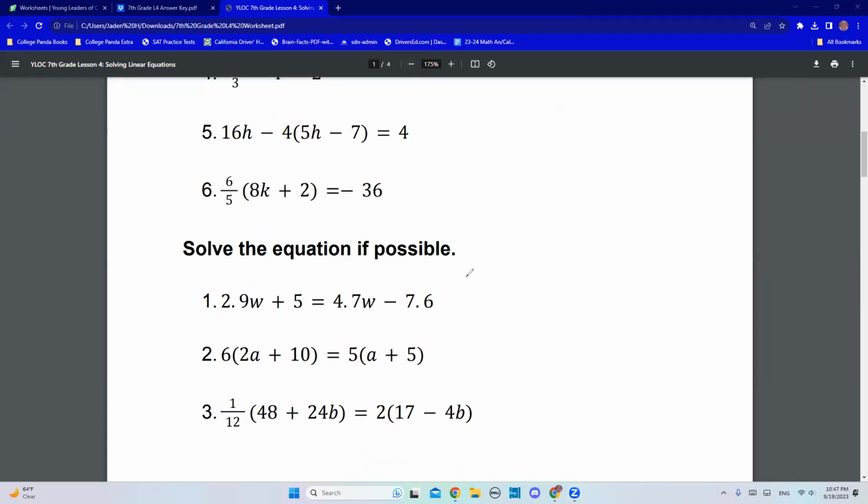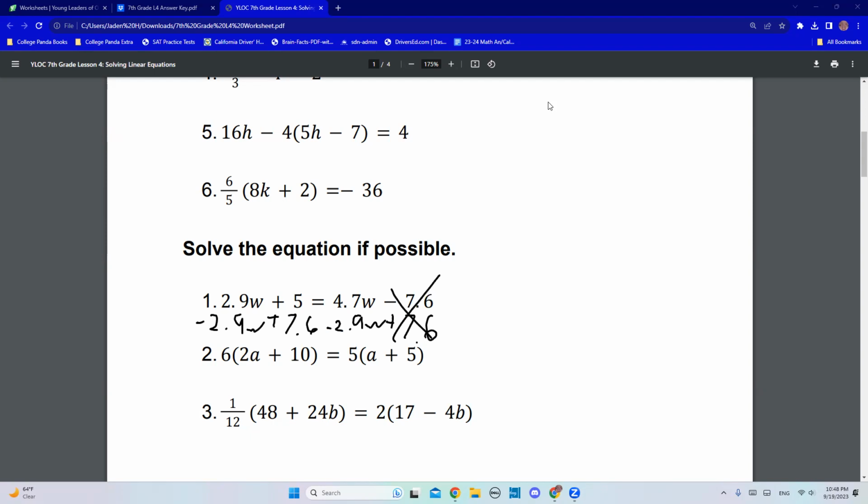Solve the equation if possible. So it's similar to this, but this time we want to isolate the variables. We want to isolate the variables to one side and just the regular numbers to another side. So one way we could do that is we add 7.6 to both sides. So that basically means this will cancel out and the numbers will be here. Then we would subtract 2.9 W to this side.